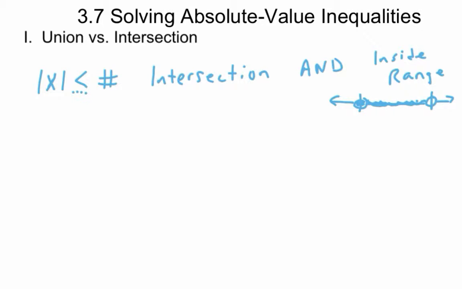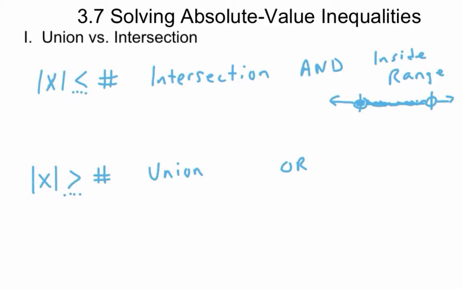Now the second thing that we could have is, instead of a less than, we could have absolute value with x. So it could be absolute value of 2x or absolute value of x plus 4, but something with absolute value and an x inside there. If it's a greater than, or perhaps a greater than or equal to some number, instead of intersection, we're going to have union. And the word for union was or.